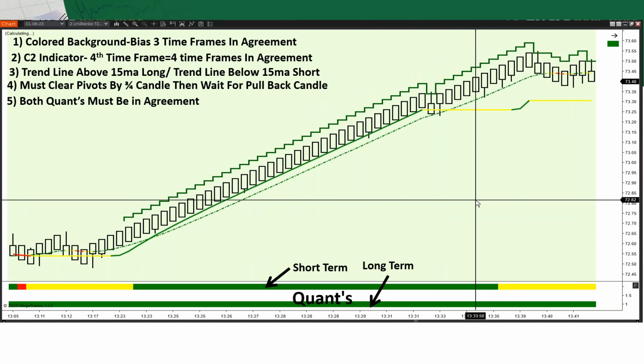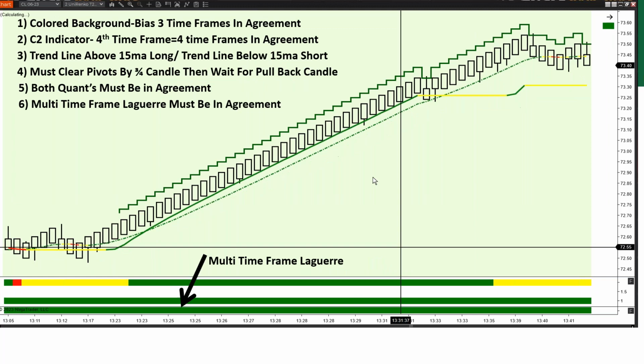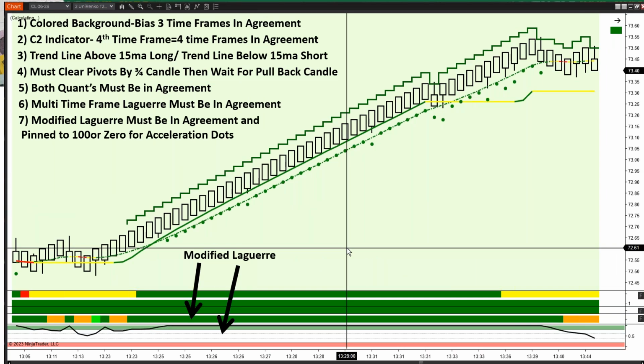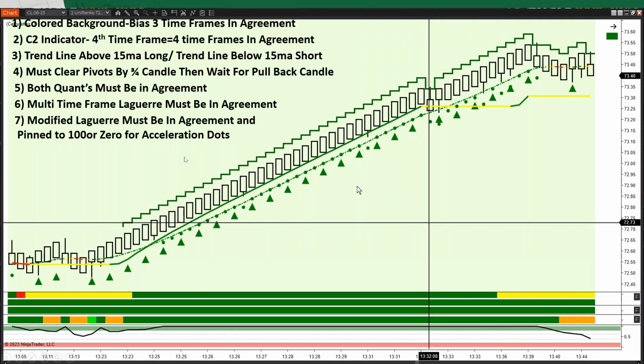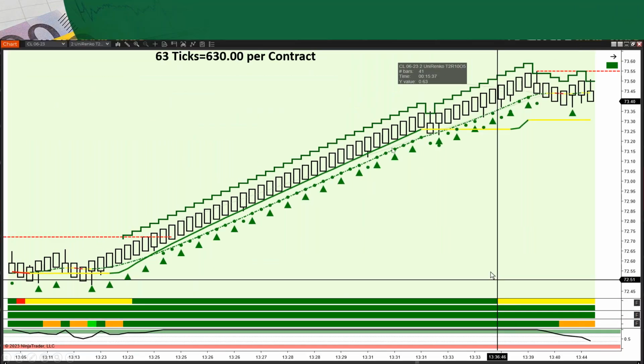The fifth thing, both quants need to be in agreement. The multiple time frame Laguerre needs to be in agreement with the quants. And the modified Laguerre needs to be in agreement with the multiple time frame Laguerre and the quants. And it must be pinned at 100 or at 0 to get the acceleration dots that we're looking for. That's the setup. This trade was 63 ticks. I don't use these triangles. I don't need them, all right? So we don't use them.